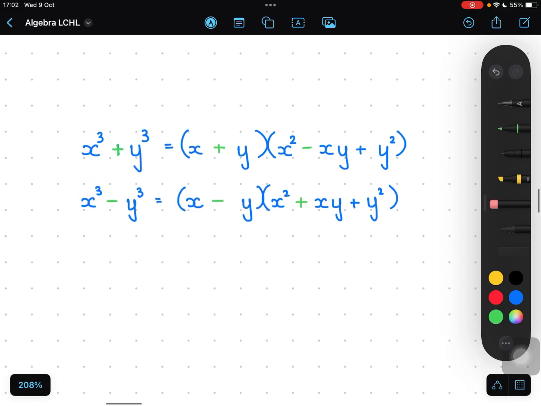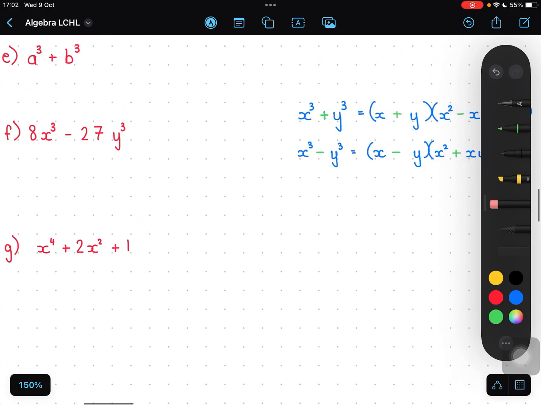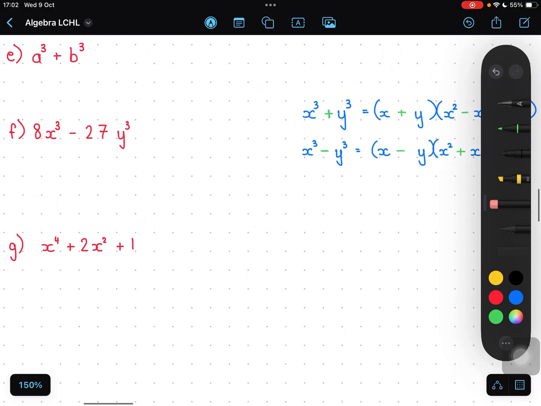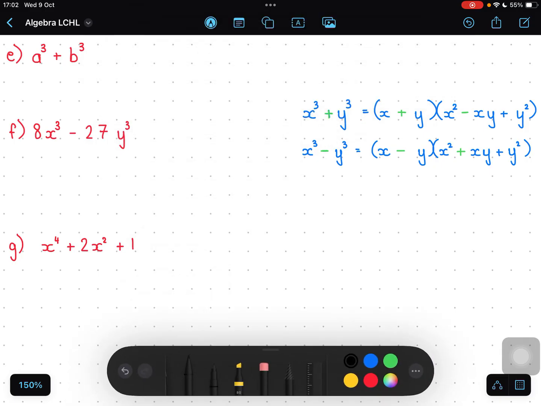Okay, so we want to apply that here. So I'll put this up here instead. Let's apply that here. So we have a cubed plus b cubed. Now, if I wanted to focus on what those roots are, I could rewrite that as a to be cubed plus b to be cubed. Those are the roots that I'm working with here.